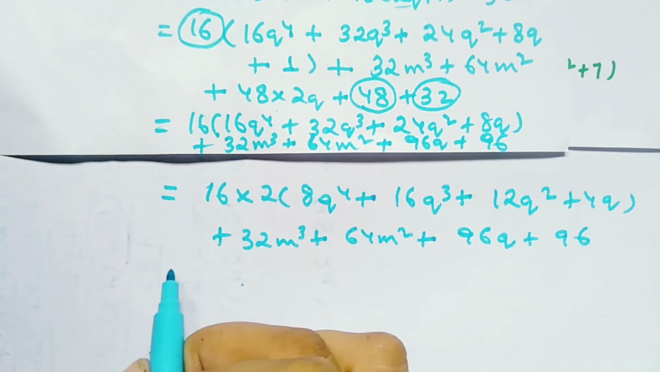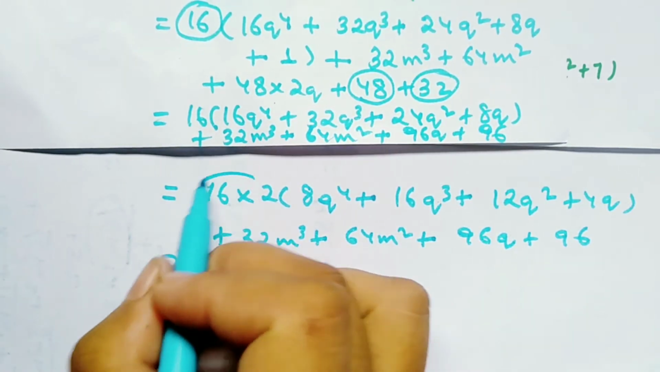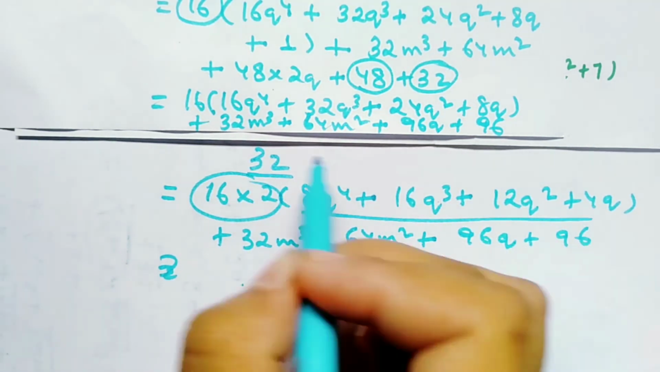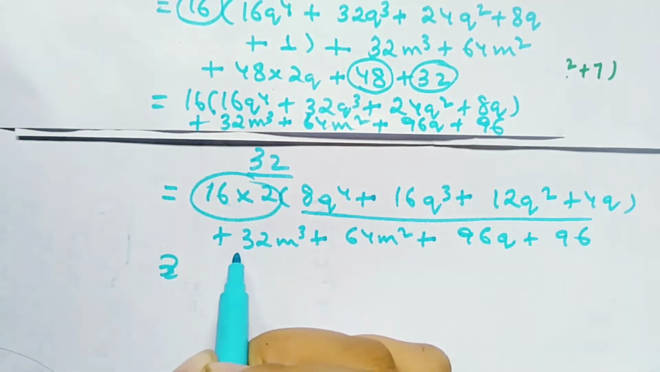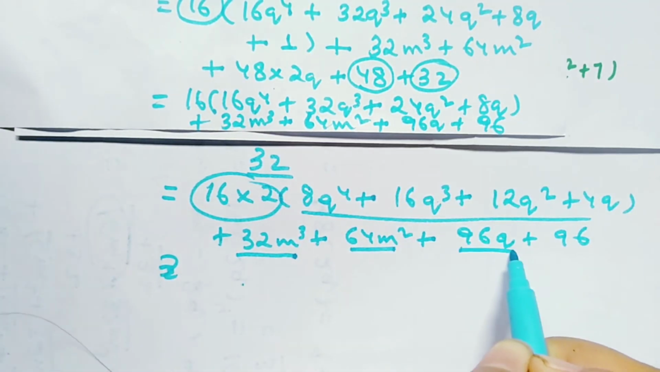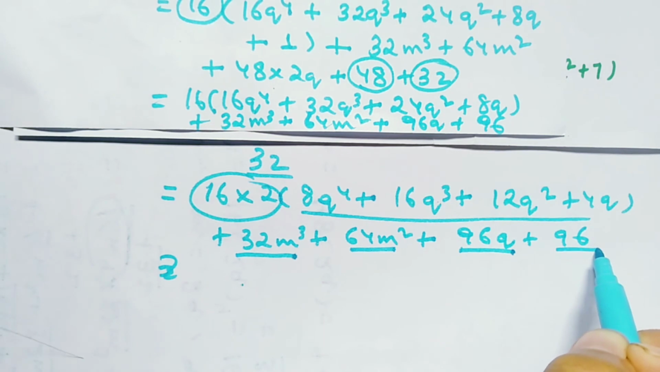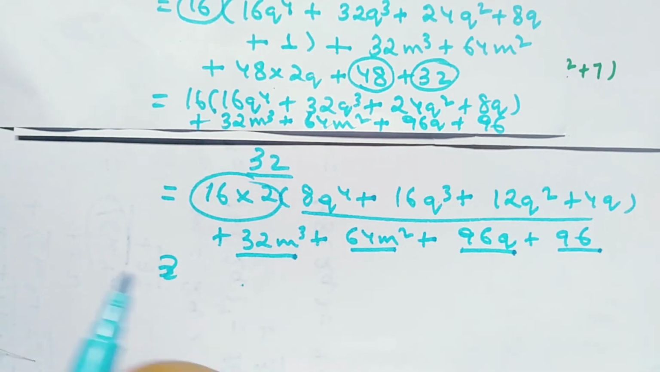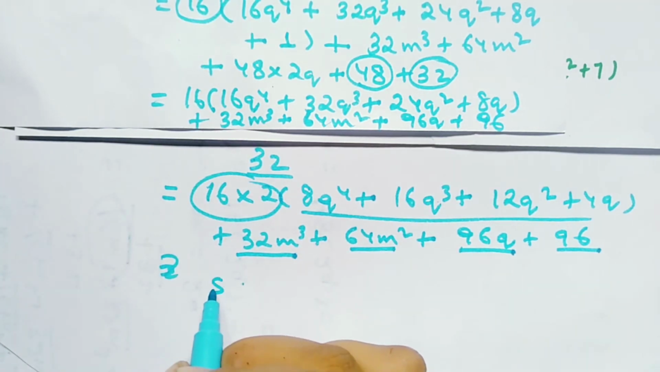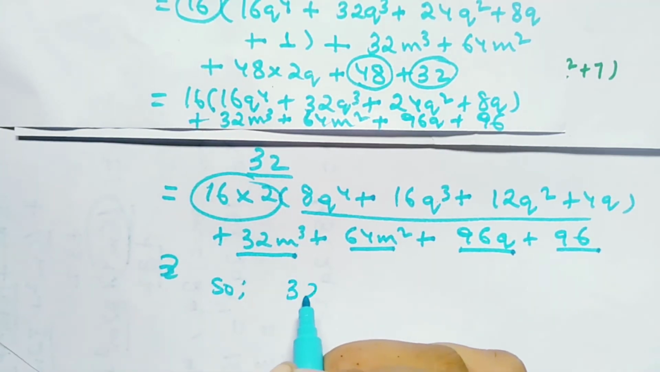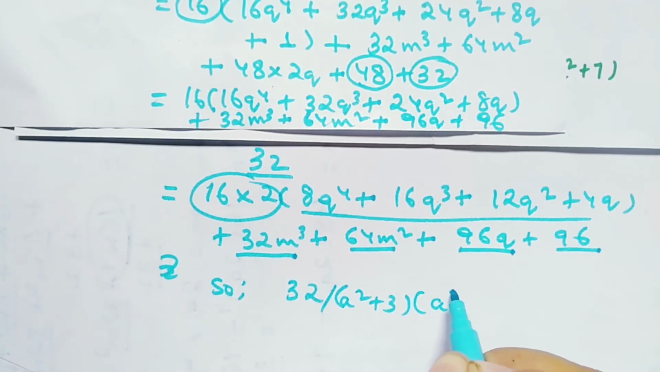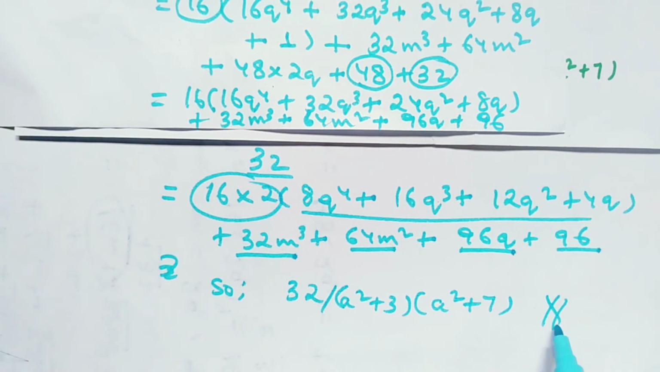Okay, from here you have 32. Now see, this is a multiple of 32, that means it is divisible by 32. This is also divisible by 32, and so are the others. So when m is odd, what happened? All the terms are divisible by 32. So what do we conclude? We conclude that 32 divides (a² + 3)(a² + 7).